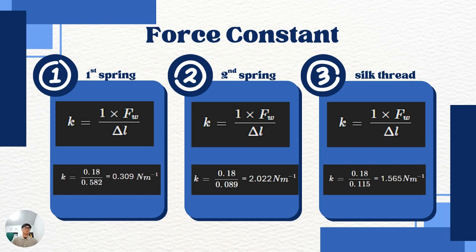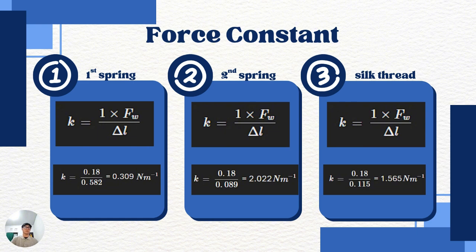Now, lastly, we are going to find the force constant of each of the springs in the experiment we did. We can find the force constant with 1 times F weight, which is force, 1 times force per delta L. You can use any force, but I'm going to pick the highest one, which is 0.18 Newton from the 180 grams weight, per 0.582 meters, equals 0.309.